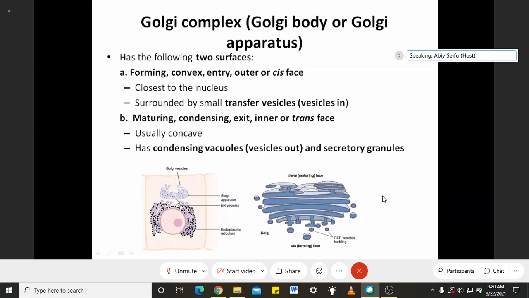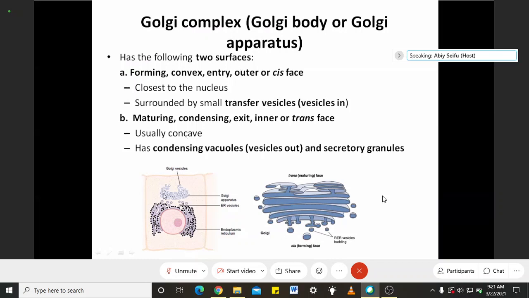So this Golgi complex has a surface which is facing towards the nucleus, which is receiving transfer vesicles. And this surface of the Golgi apparatus is named as forming, convex, entry, or outer, and a cis surface, because this is the region where the vesicles are coming in and joining the membrane, like this one. It is receiving surface of the Golgi apparatus.